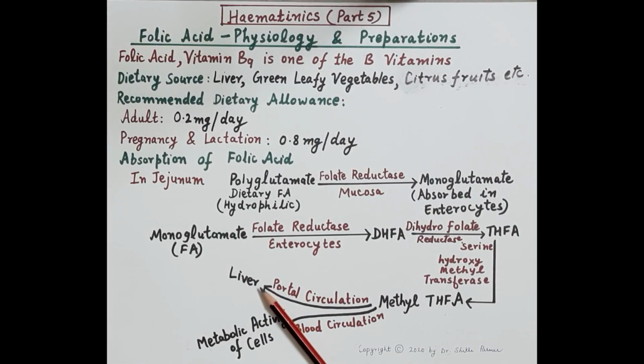Now, folic acid is stored in the liver for 2 to 3 months, while the other body cells utilize folic acid for the metabolic activity. Now, it is required by the cells of bone marrow for erythropoiesis.